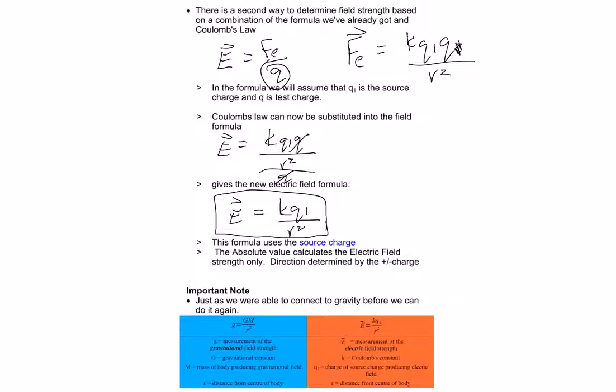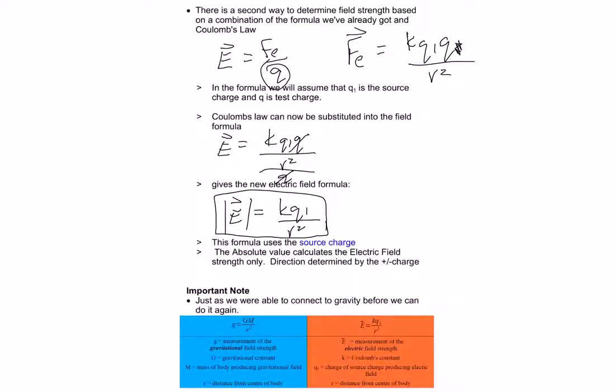The Q1 in this case is our source that's making the electric field, which in a lot of cases is easier. And on your formula sheet they actually have absolute values around it, which just means we don't worry about whether it's a positive or negative charge. We just solve our answer and then we use the direction of the electric field to determine which way it would go. Let's compare it to gravity again because it is almost the same formula.